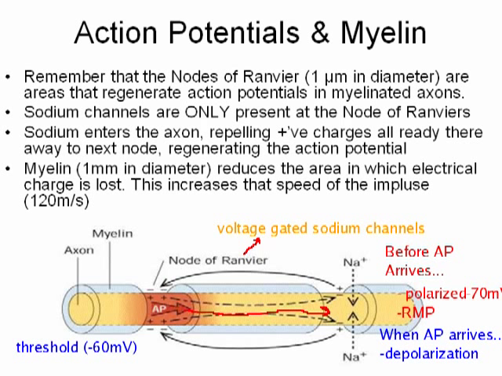So when the action potential arrives, depolarization has happened. What does that mean? We've met threshold, negative 60 millivolts, and voltage increases to a positive 30 to a positive 50 millivolts. That's when the action potential arrives. Where is it arriving? It's arriving to that node of Ranvier. There's the node of Ranvier, right there. The sodium rushes in when that action potential arrives.